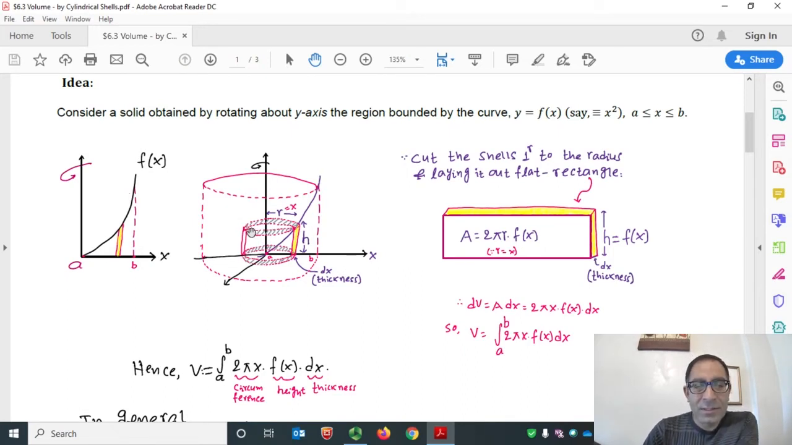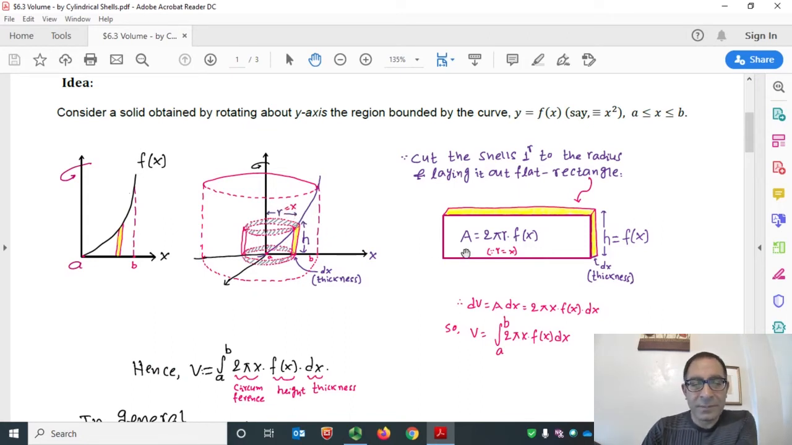In this cylinder here, the height is this one, which I denote by h. This h is just the function's value here, y equals f(x). The width of this stripe is dx, that's the thickness, so we are integrating with respect to dx. The radius of this cylinder is the distance from the axis of rotation to the function, which is x.